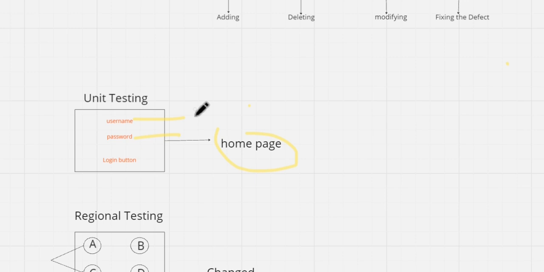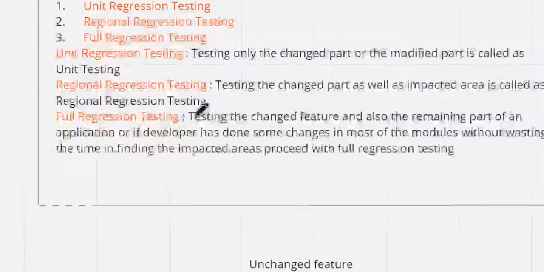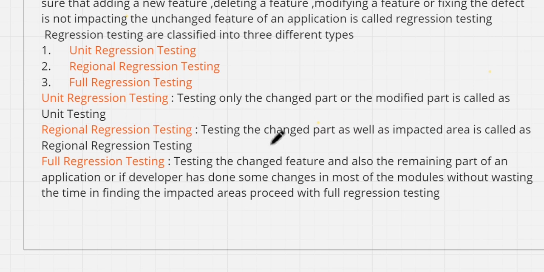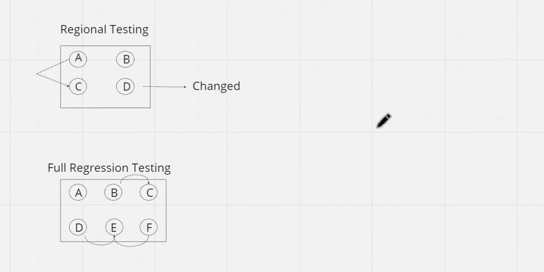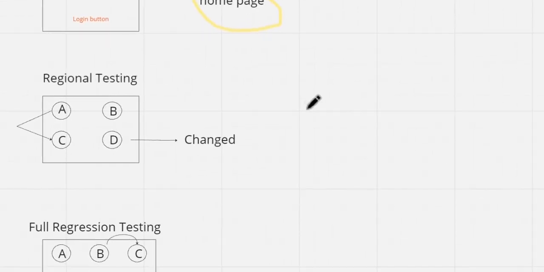So what do you mean by regional regression testing? Let me show you the definition. Regional regression testing is testing the changed part as well as the impacted area. Let me show you an example. Suppose you have an application consisting of four modules. Now the developer has made some modification in module D, but it is impacting module A and module C. At that time you will do regional regression testing, testing the changed feature and also the impacted area. That is called regional regression testing.